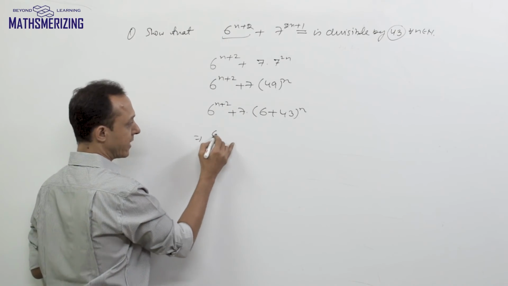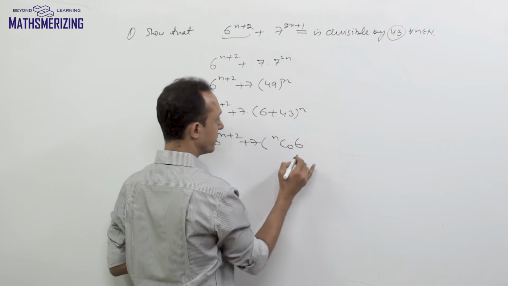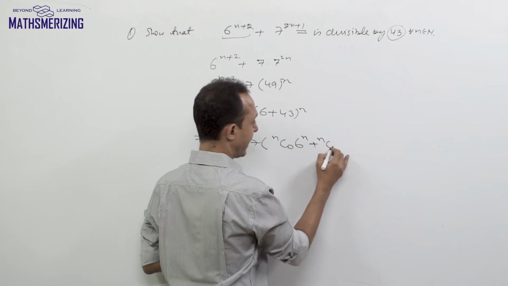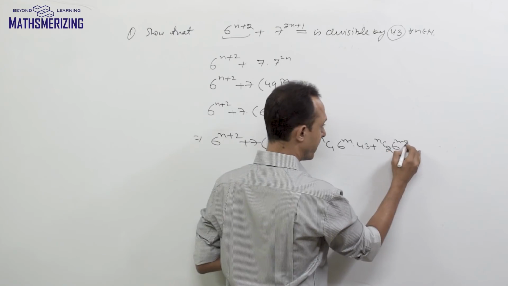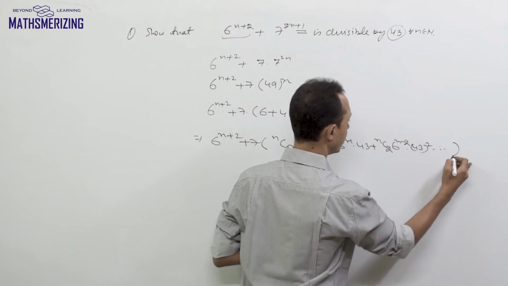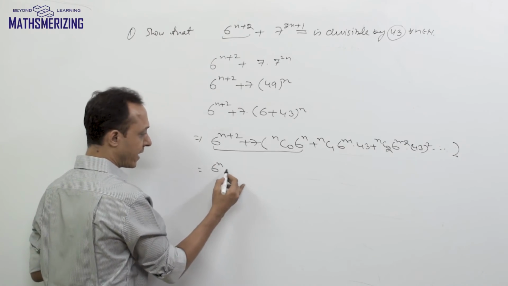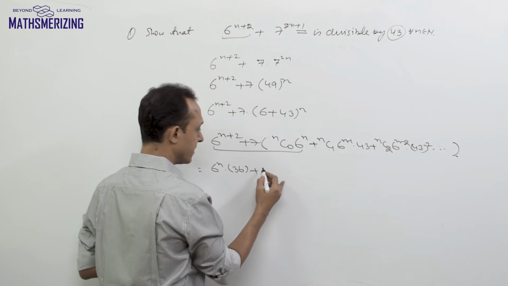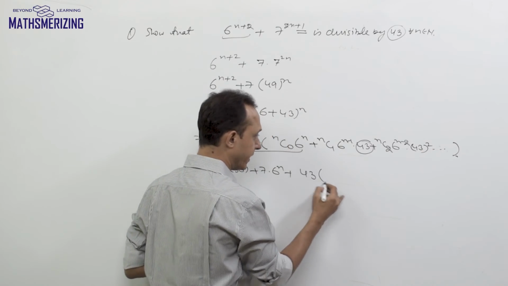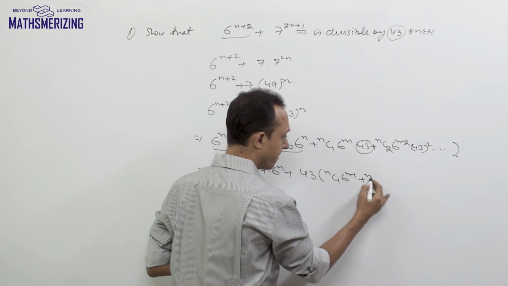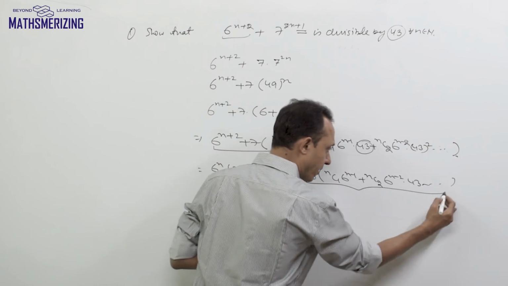So if I use binomial expansion, I can write 6^(n+2) + 7 × (6 + 43)^n as nC0 6^n plus nC1 6^(n-1) into 43, nC2 6^(n-2) into 43 squared, and all other terms. Now I'll consider these two terms. So I can write it as 6^n into 36, and this is 7 into 6^n, and for all these terms I can take 43 common. So it will be 43, and then nC1 6^(n-1), nC2 6^(n-2) into 43. So all these terms, they are multiples of 43.